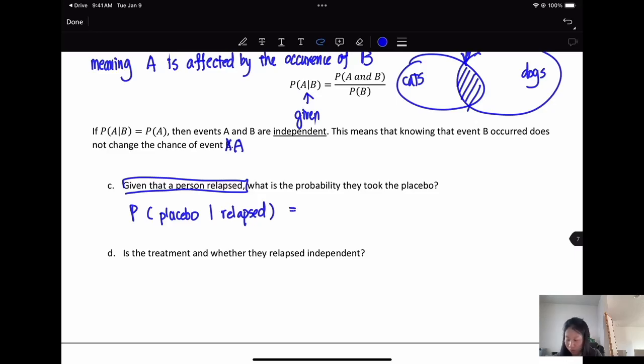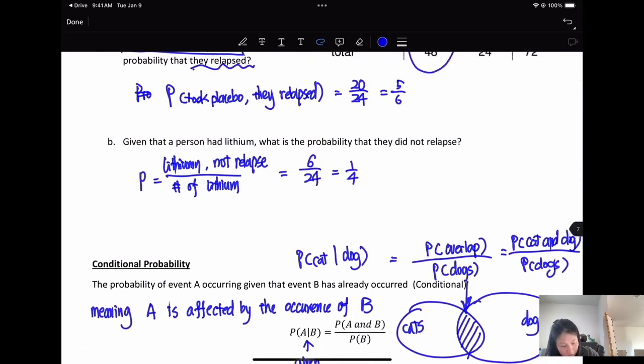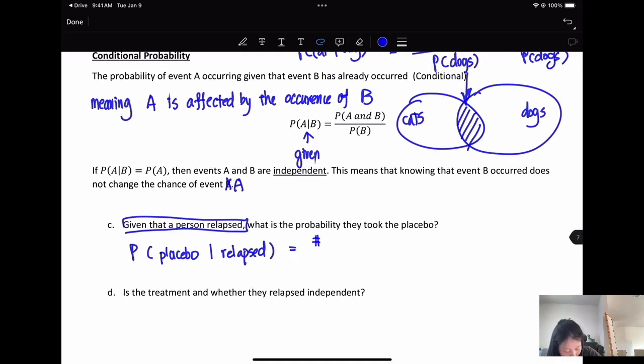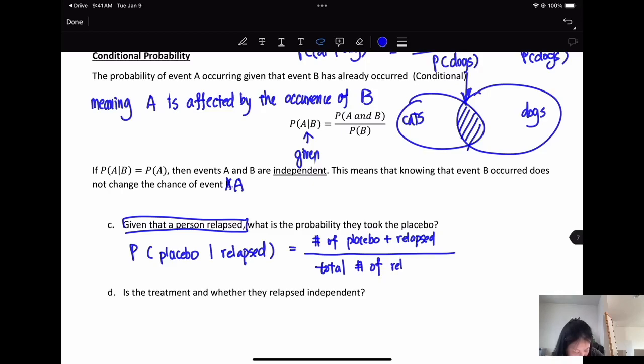It is equal to 20 out of 48: the total number of people who took placebo and relapsed, out of the total number of people who relapsed, which is 20 out of 48. Then we simplify it, reduce the fraction, which is 5 out of 12.